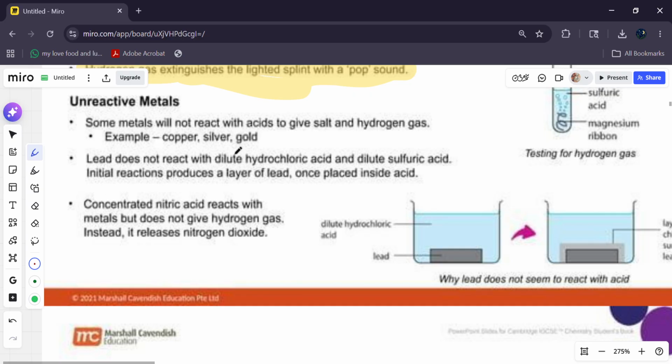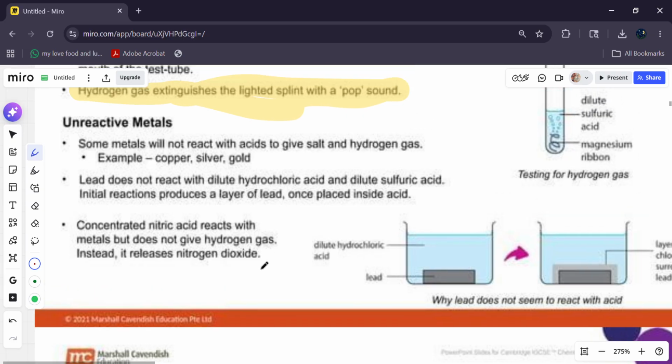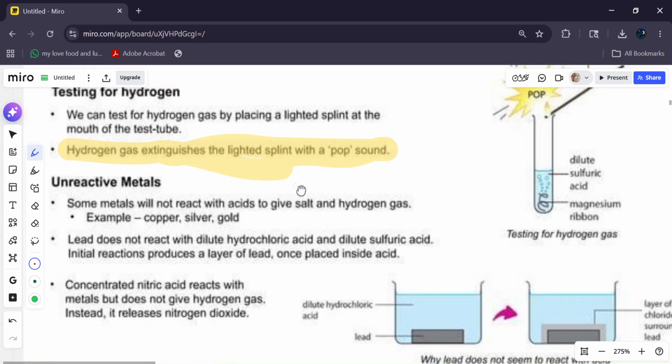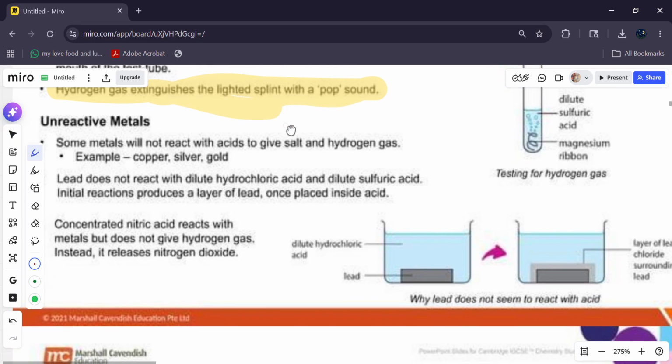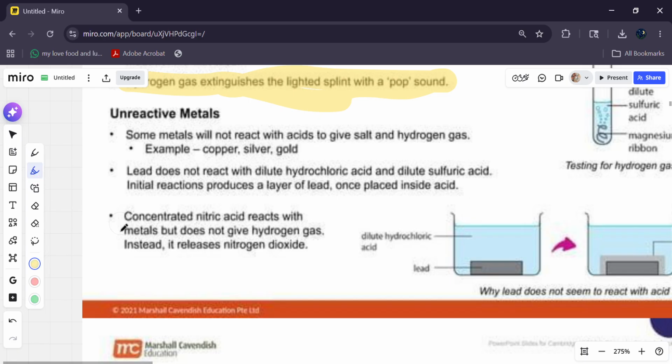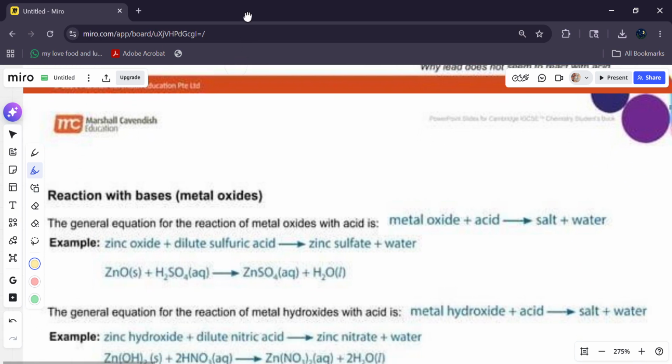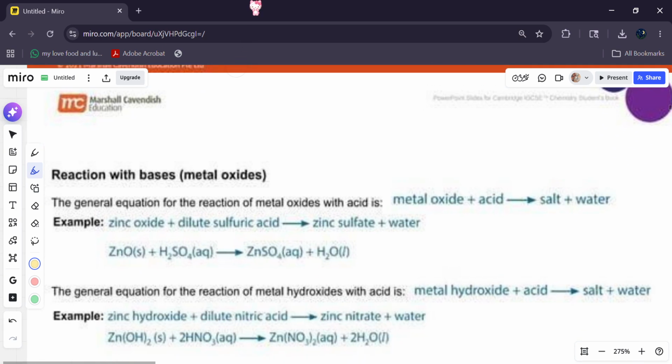Concentrated nitric acid reacts with metals but does not give hydrogen gas. Instead, it releases nitrogen dioxide. So remember when we say that when metals react with acids, they form two things, salt and hydrogen. But this is not so for nitric acid. When concentrated nitric acid reacts with metals, instead of hydrogen, nitrogen dioxide is produced. So you should also note this down, because it might be a question that is commonly asked in your chemistry IGCSE exam. So now let's go to reactions with bases.